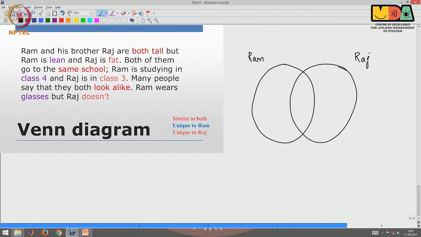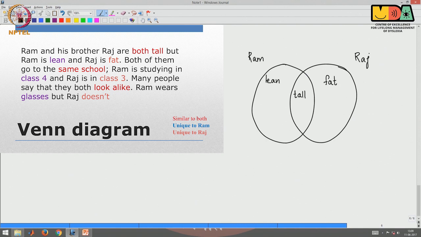So, the first sentence says Ram and his brother Raj are both tall. So, the both tall means it is a common characteristic of both Ram and Raj. So, I am just going to say tall in the intersecting portion. So, they are both tall. So, it is a common characteristic of both Ram and Raj. So, I am going to put tall in the intersecting area. But Ram is lean and Raj is fat. So, Ram is lean goes here. That means it is very specific to Ram, and Raj is fat goes into the area belonging to Raj.